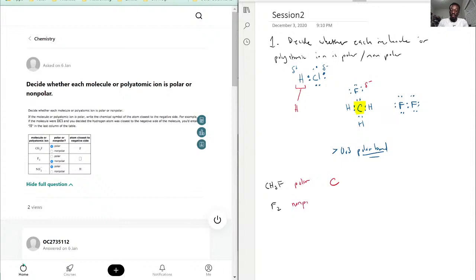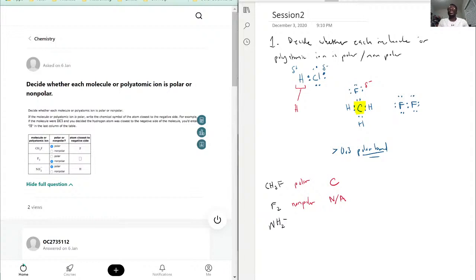non-polar. Okay, and now which is the atom close to the negative side? It'd be nothing. It does not apply here. In fact, it'd just be better to just put NA. Okay, not applicable. Now for the last one, NH2 minus.